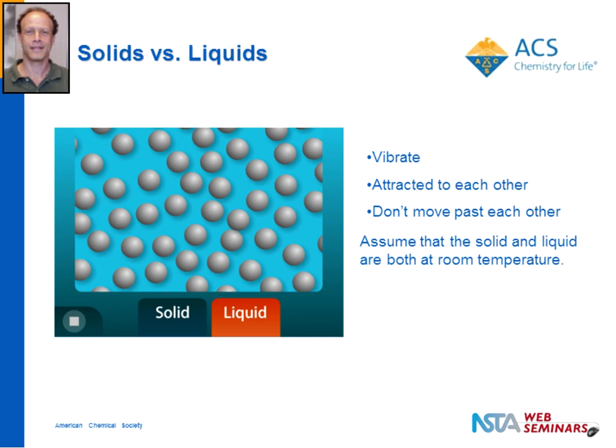So there's an opportunity to talk about that balance between the attractions that particles have for each other and the motion they have at that temperature. That combination determines what state they're in at that temperature. And that's a key to this whole chapter.